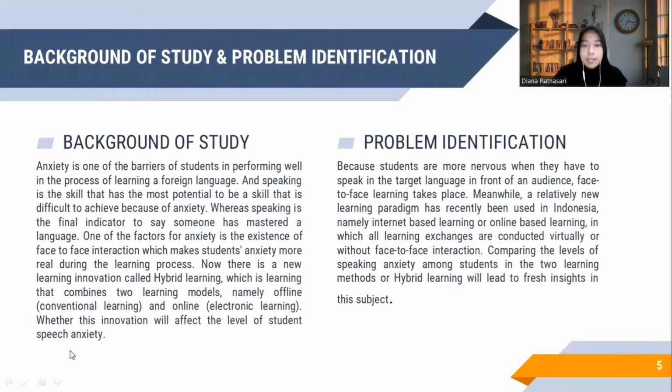So the first one is the background of study. As you can see on the screen, the background of my study is that anxiety is one of the various factors in performing in the learning process of a foreign language or the target language. Speaking is the skill most likely to be difficult to achieve because of anxiety. Just for information, in studying a language, we have to master four skills: listening, reading, writing, and then speaking.